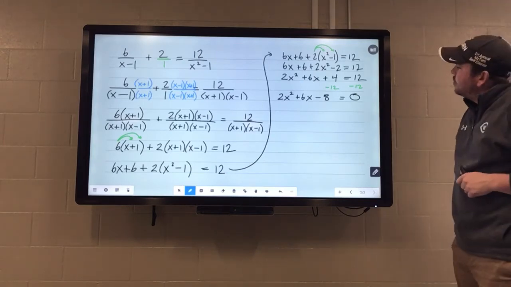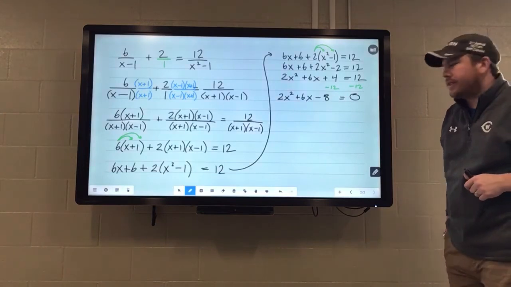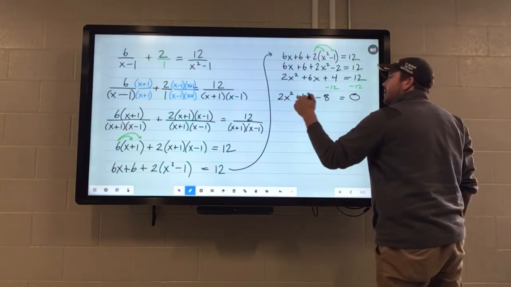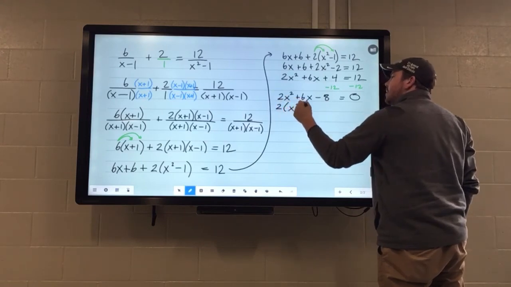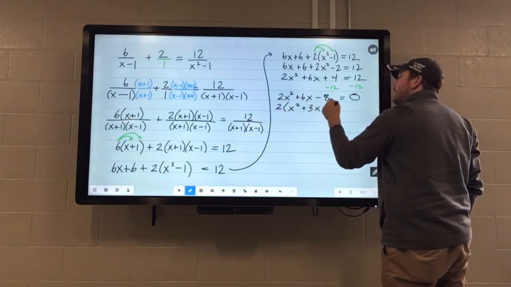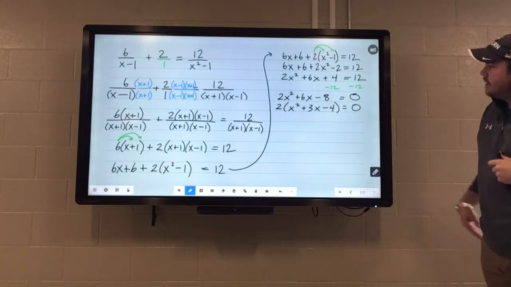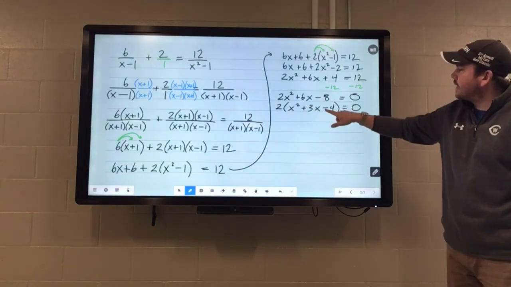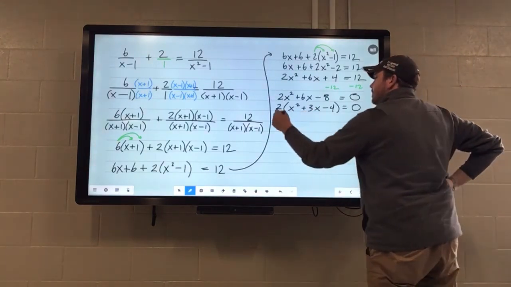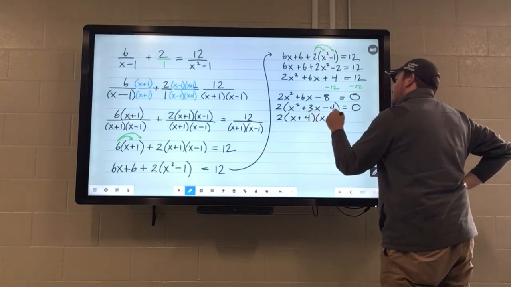Let's see if we can solve by factoring. First thing I'm going to do is factor out the greatest common factor, which would be a 2, leaving me with x squared plus 3x minus 4 equals 0. And then we gotta look, all right, can we factor this? So we need factors of negative 4 that add to 3. How about x plus 4, x minus 1?